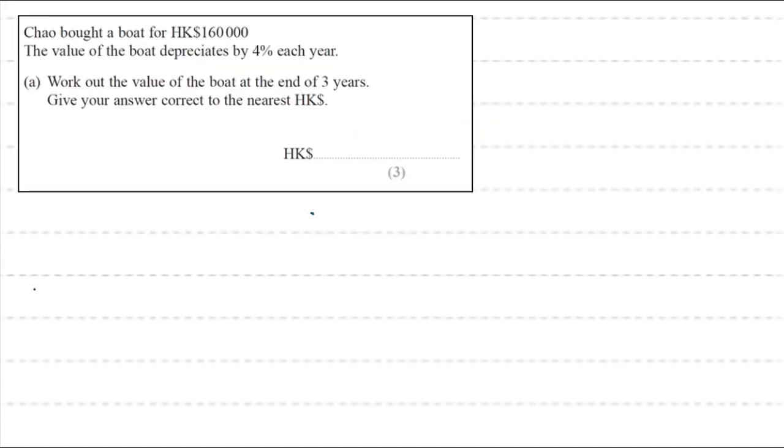Chow bought a boat for 160,000 Hong Kong dollars. The value of the boat depreciates by 4% each year. Work out the value of the boat at the end of 3 years and give your answer correct to the nearest Hong Kong dollars.